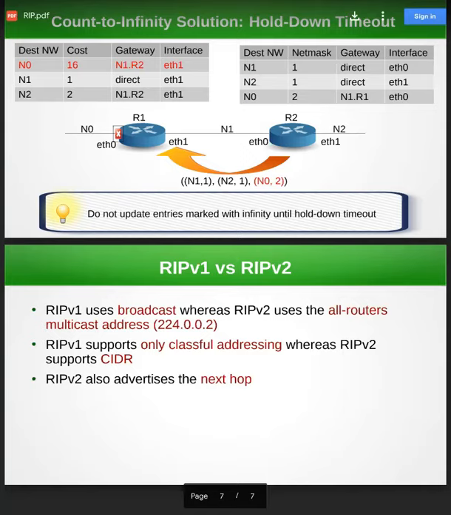It helps to reduce the count to infinity problem because, if somebody says I learned about this network from you, you don't have to update that information. So it is much easier to avoid the count to infinity problem in RIP version 2. Okay. So this is the discussion on the distance vector algorithm and the Routing Information Protocol.